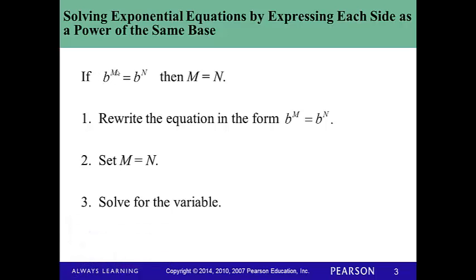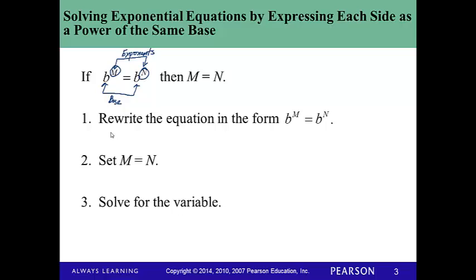It says if b to the m power is equal to b to the nth power, then m equals n. So basically they're telling you if you have the same base, so this right here is a basic algebra concept. B represents the base, m and n are the exponents. So if you have the same base, that means that your exponents are equal.